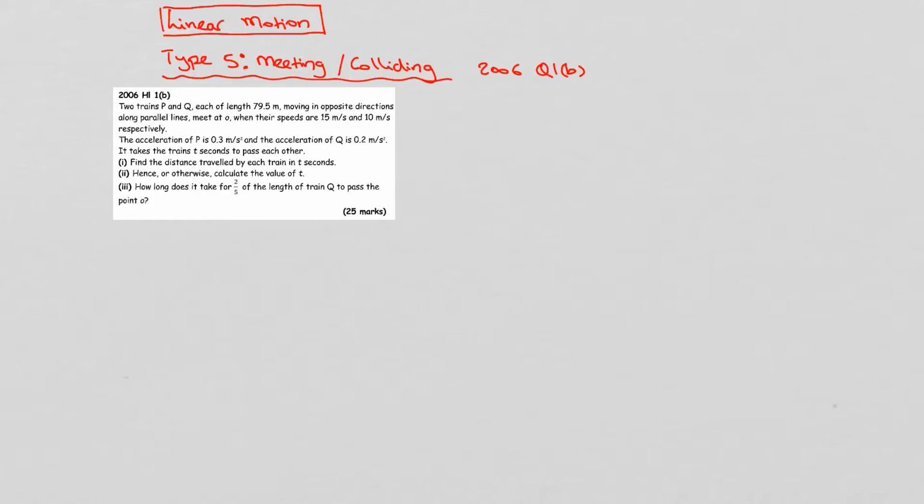Linear motion, type 5, meeting and colliding. In this question from 2006, question 1b, we have two trains, each of length 79.5 metres, moving in opposite directions along parallel lines. We're told they meet at O and it takes t seconds to pass each other.